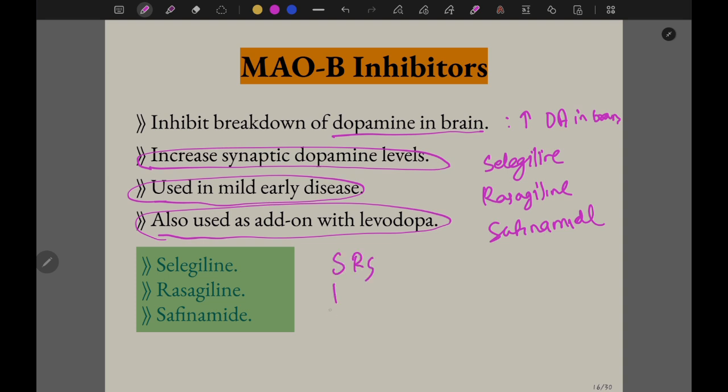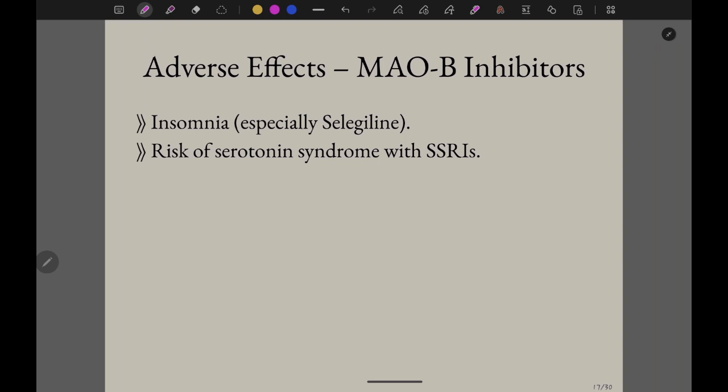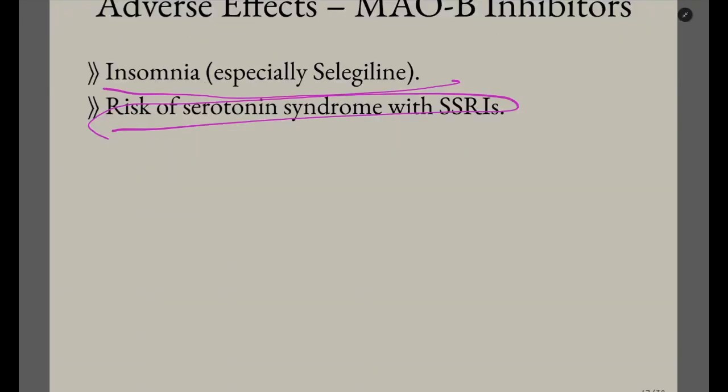Okay, Selegiline, Rasagiline, and safinamide. The adverse effects include insomnia, and there is a risk for serotonin syndrome with SSRIs. Okay, and these drugs are administered orally.